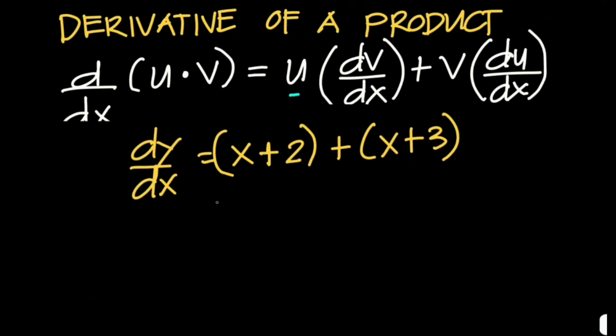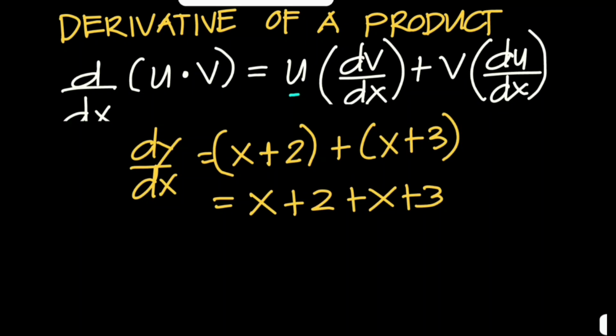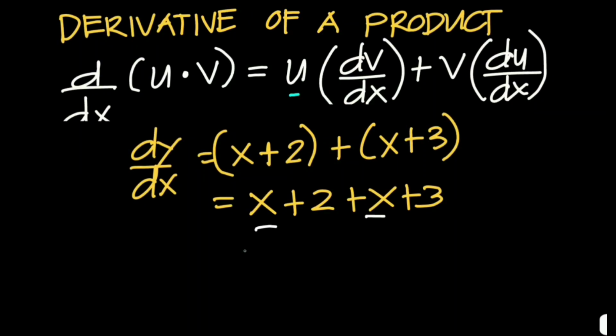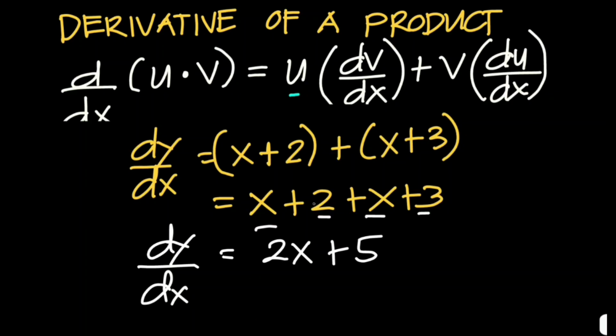Now we can simplify this further by adding like terms. So we can get rid of the parentheses first. So this is x plus 2 plus x plus 3. Then we add up x here. So that is x plus x is 2x, plus 2 plus 3 is 5. So therefore the derivative of that given function is equal to 2x plus 5.